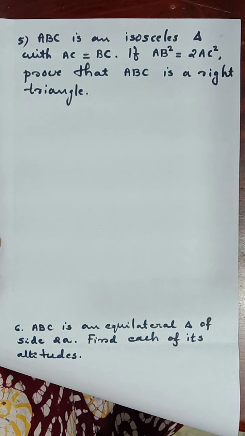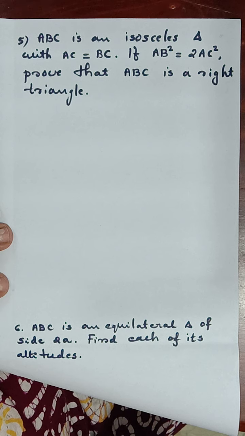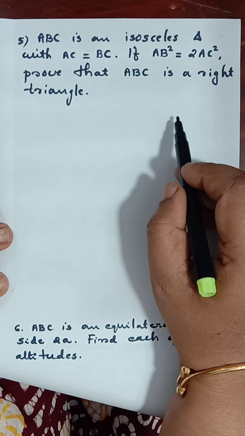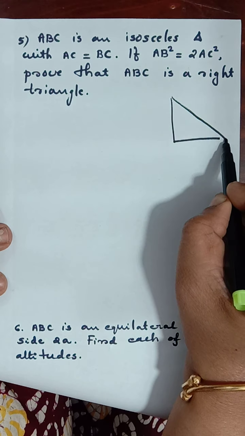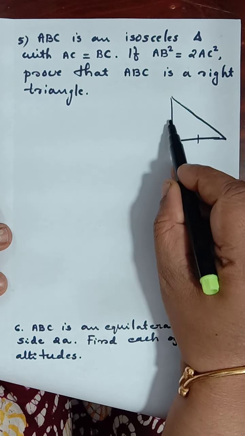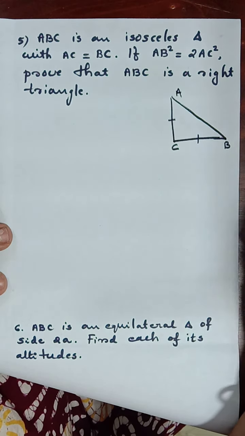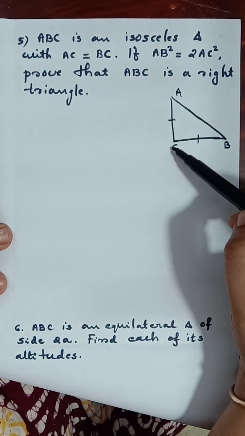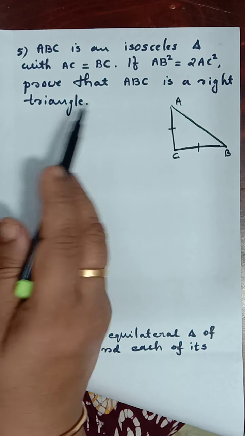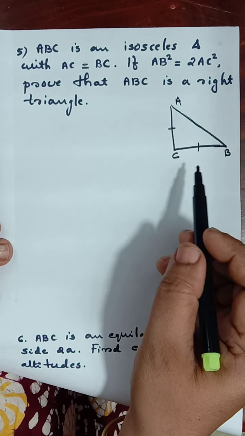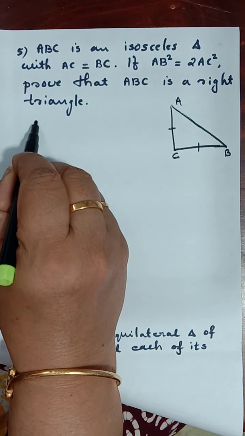ABC is an isosceles triangle with the AC equal to BC. Let us draw an isosceles triangle, and here it is given that two sides are equal. Let us have these two sides equal. We'll mark it as ABC with the AC equal to BC. It is given to us. So the given point we will write. We have to prove that ABC is right triangle. Right triangle means one angle is 90 degree, we have to prove.